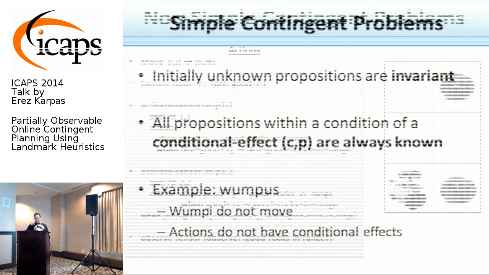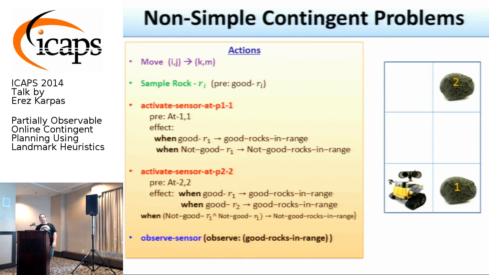Okay. Now, there are some non-simple contingent problems like the rock sample domain, where basically we don't know whether a rock is good or not, and we have an action which activates a sensor, which checks whether there are good rocks in range, and that depends on the unknowns, meaning that this is non-simple.